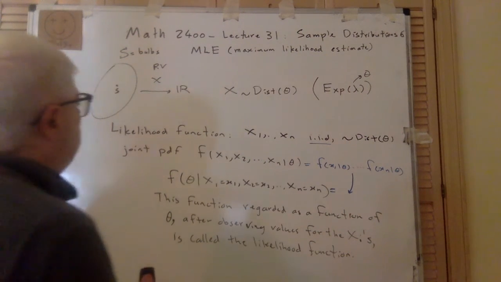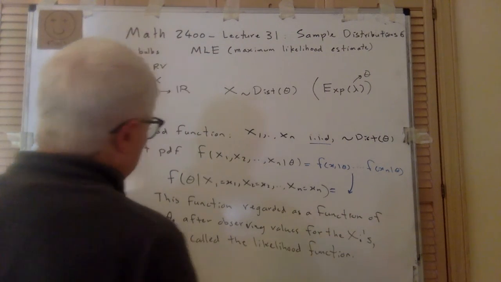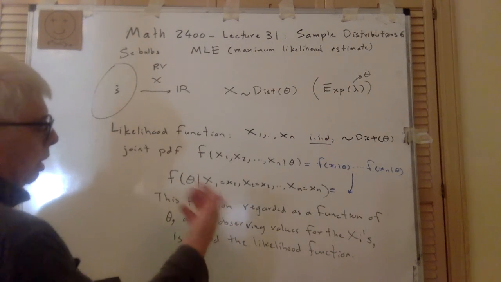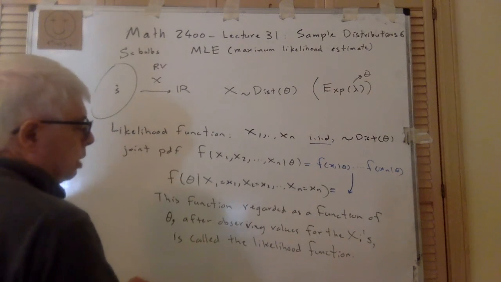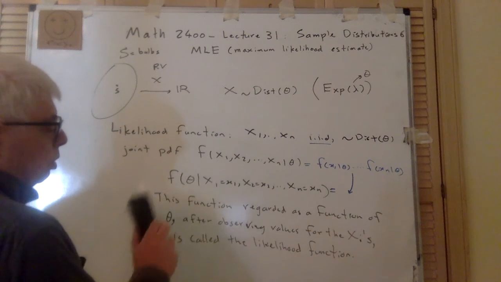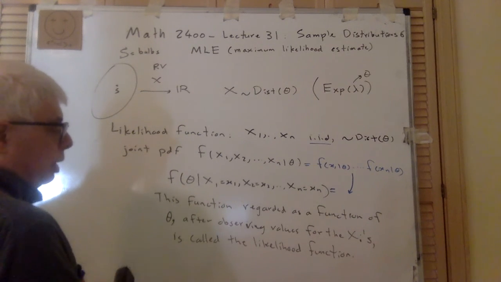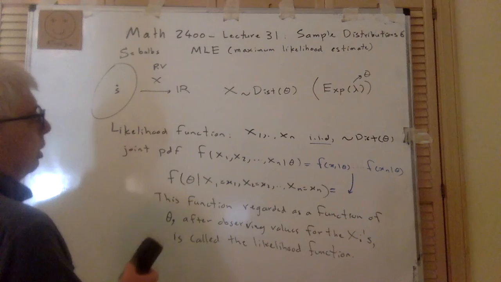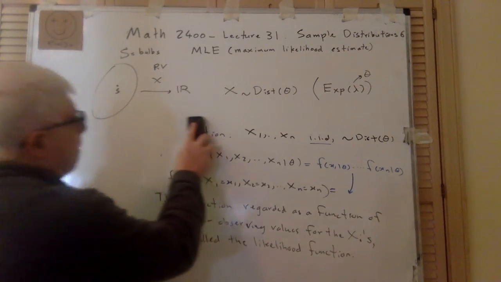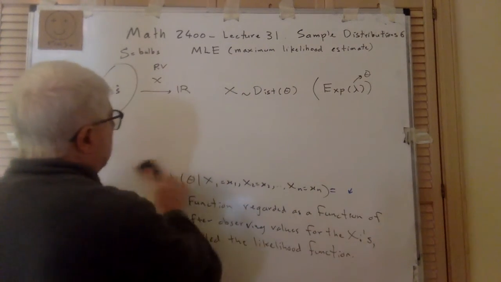And what is MLE? That's what the likelihood function is. When you flip this after observing values for the xi's and regard it as a function of theta, that function is called the likelihood function. Now, what is the principle for MLE?